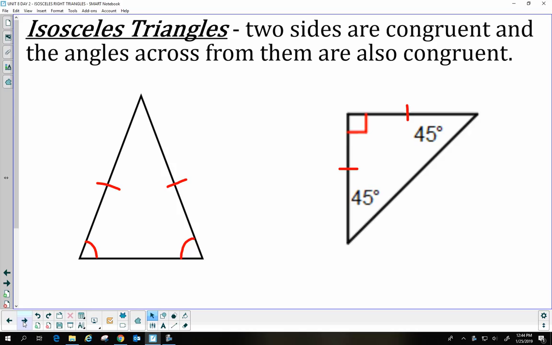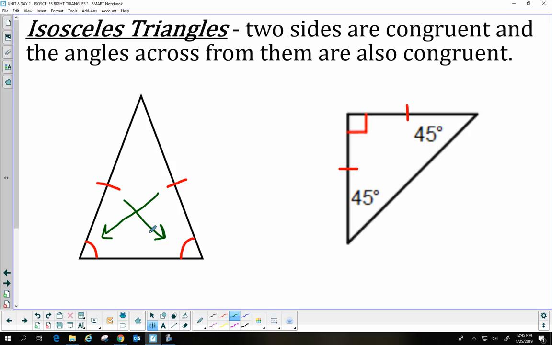An isosceles triangle is a triangle that has two sides that are congruent, so the same size, same length, and therefore two angles that are congruent, that are the same measure, and those angles are across from the sides that are congruent. So in this picture on the left, I have an isosceles triangle. These two sides are congruent, as indicated by the little hash marks. And so then those angles across from those sides are also congruent. They're the same size.